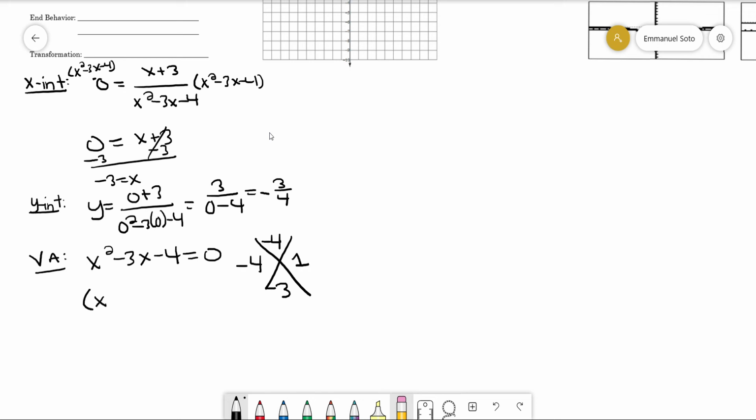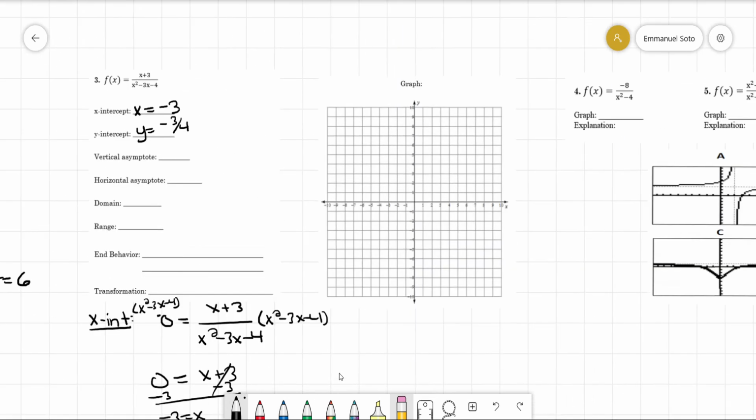So this is going to be x minus 4, x plus 1 equal to 0. So that means x is equal to 4 and negative 1, because 4 minus 4 is 0, negative 1 plus 1 is 0. And we want to get 0 for both of them so that this equals 0. Alright, so that's a vertical asymptote for negative 1. We have 2 of them.